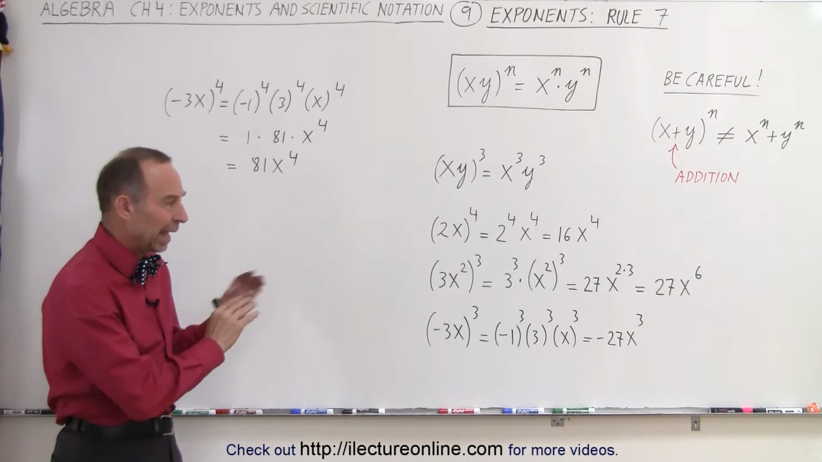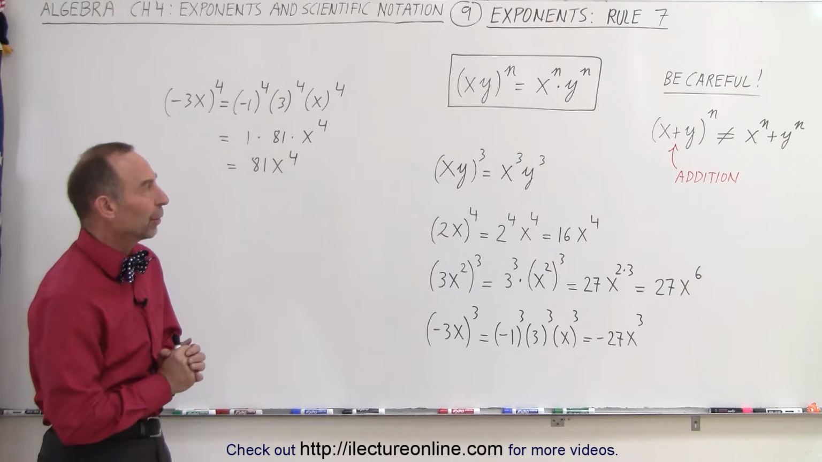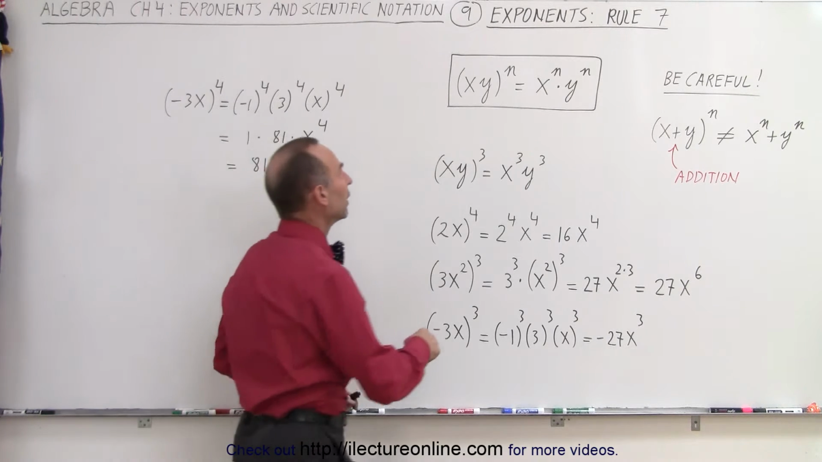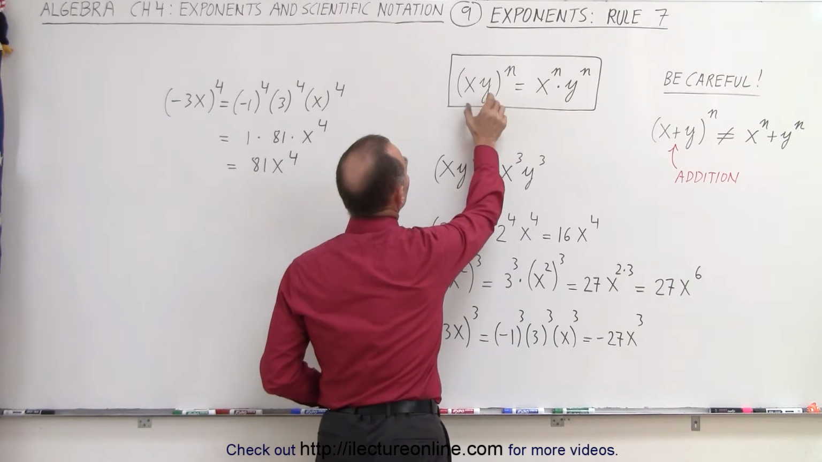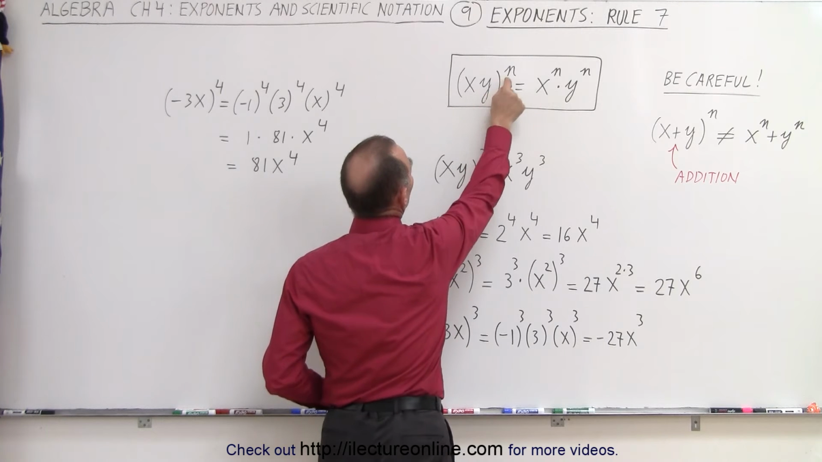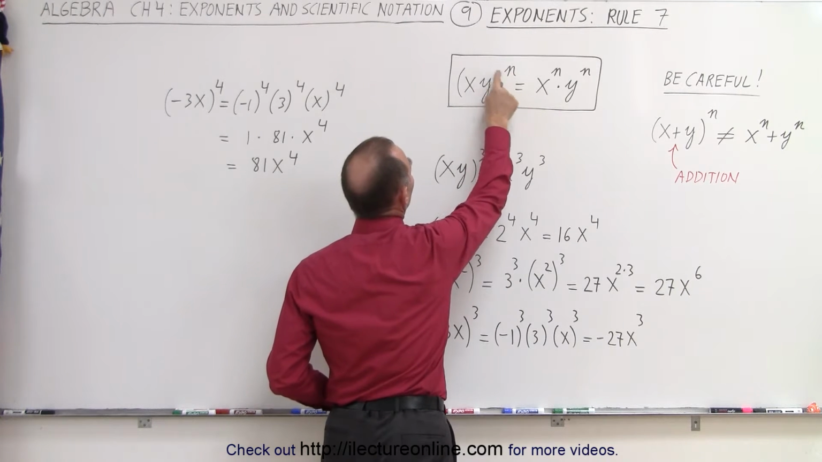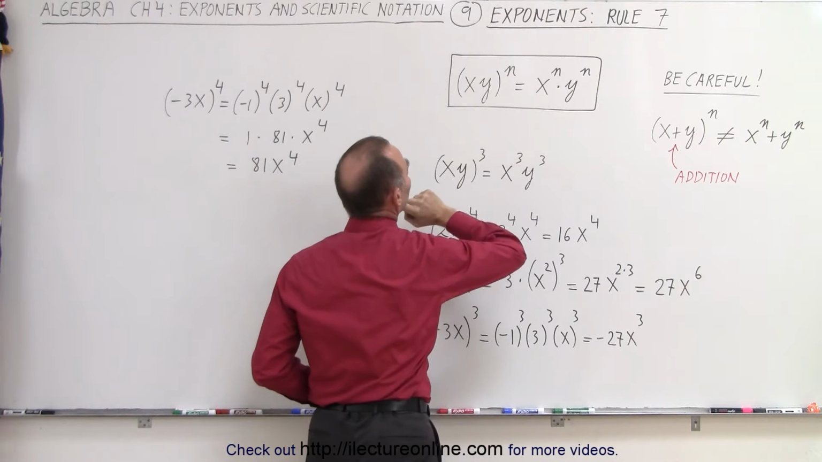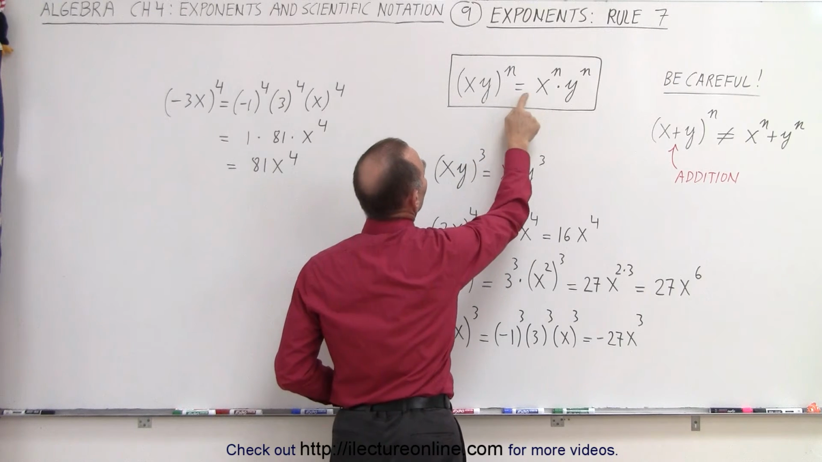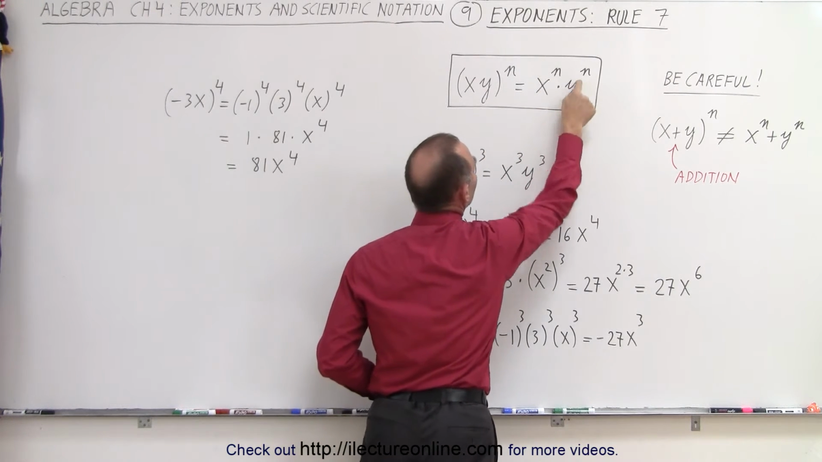Our next rule is actually a very simple rule, but sometimes some of the applications can be confusing, so we added a few examples to try and clarify those. But the rule is as follows. If we have two numbers multiplied together and that product is raised to an exponent, that exponent actually applies to each of the factors in the multiplication. In other words, this is equal to x to the n power times y to the n power.